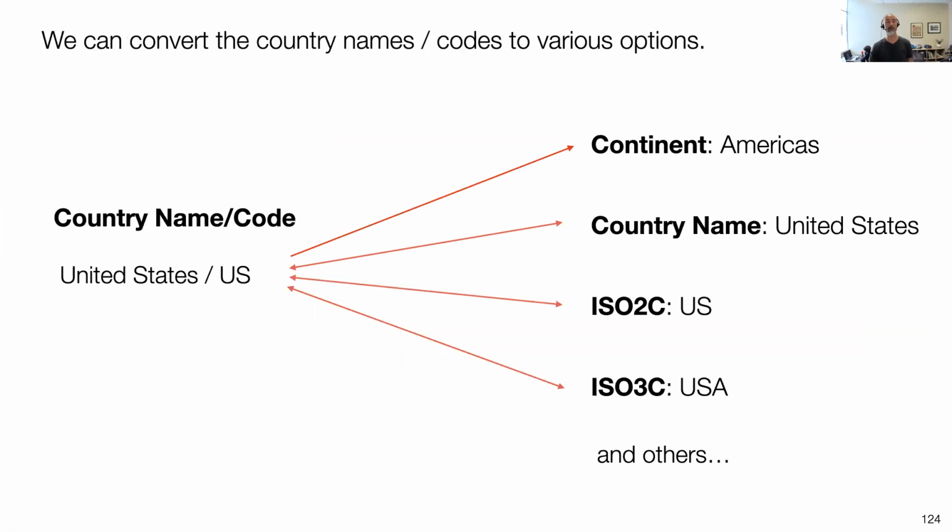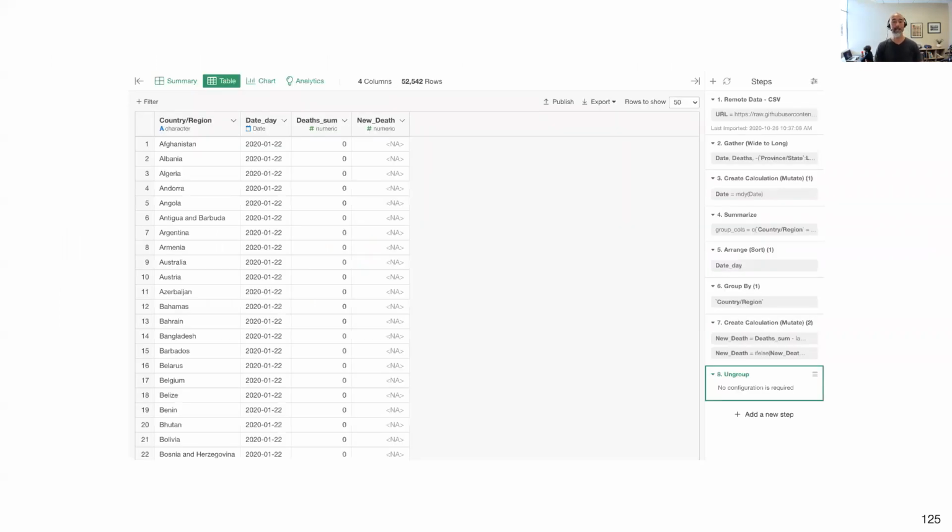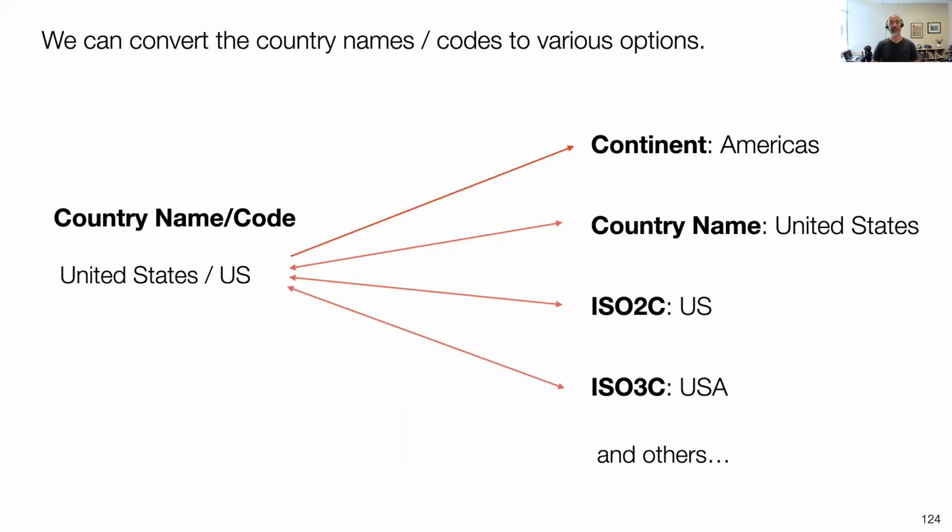So we want to convert it. You can convert the country name or code to various options, such as continent, country name, 2-letter ISO code or 3-letter ISO code, not just characters but also numbers and many other things. If both datasets have, let's say, ISO 2-letter codes, then it's easier to map them together. So that's what we want to do here.